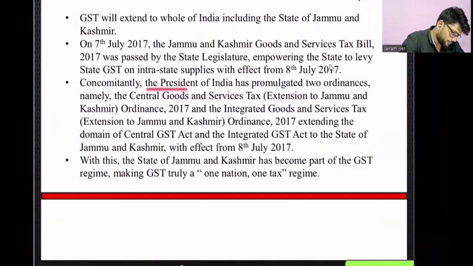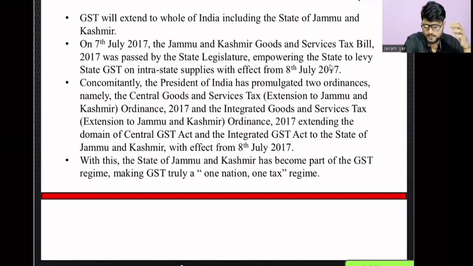Concomitantly, the President of India has promulgated two ordinances, namely the Central Goods and Service Tax (Extension to Jammu and Kashmir) Ordinance, 2017, and the Integrated Goods and Service Tax (Extension to Jammu and Kashmir) Ordinance. So we know that on 1st of July, when it rolled out, it was not for Jammu and Kashmir, correct?